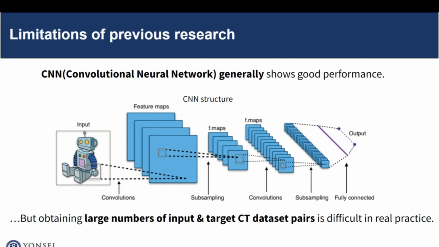One of the most renowned methods for denoising is to utilize convolutional neural networks or CNN. CNN generally shows good performance for denoising, but it requires large numbers of input LDCT and target NDCT or normal dose CT dataset pairs in the training process. These datasets are difficult to obtain in real practice because not only do we expose the patient to excessive radiation by taking the same CT image twice, but the movement of the patient also creates distortions in the photos that affect its performance.